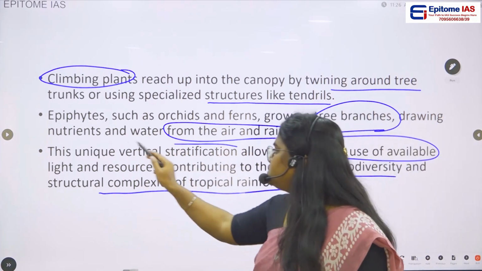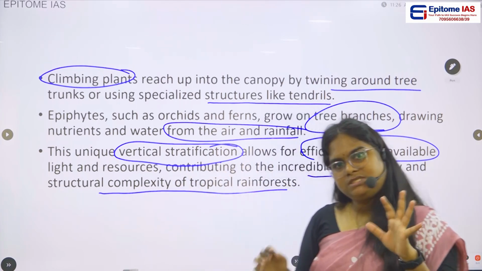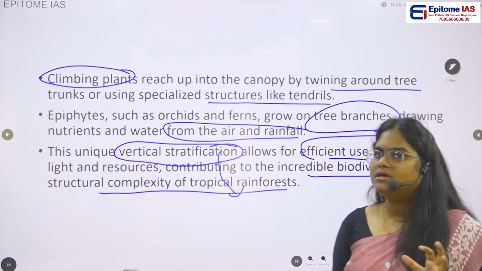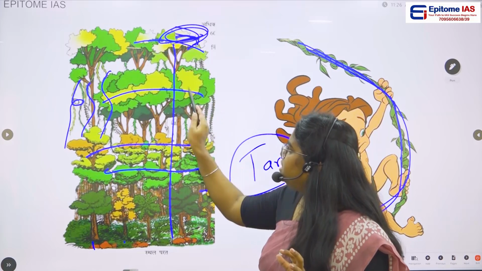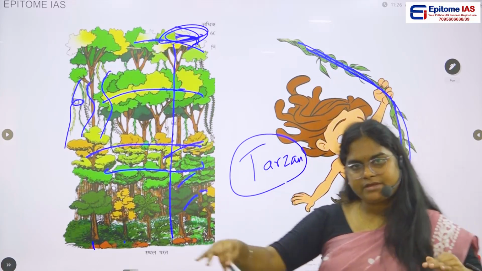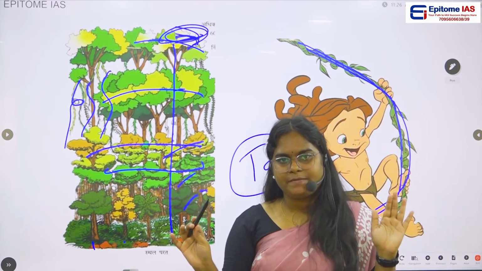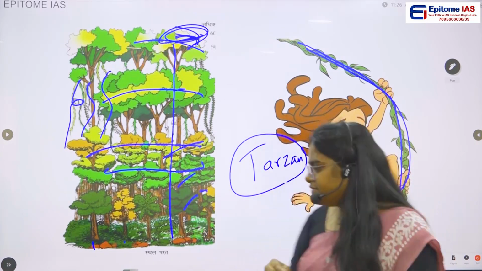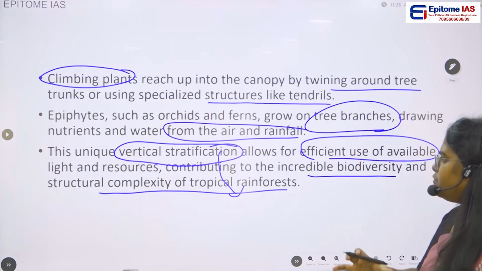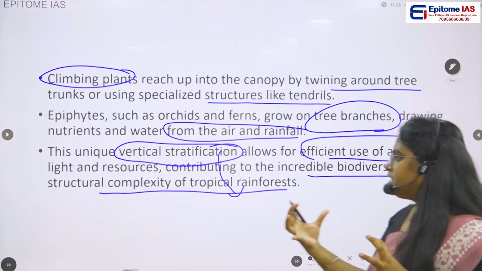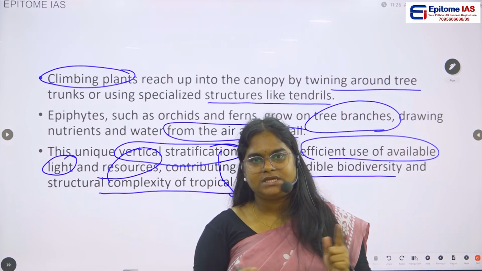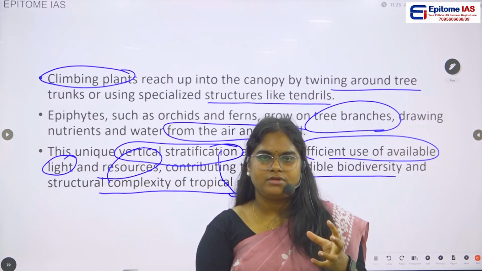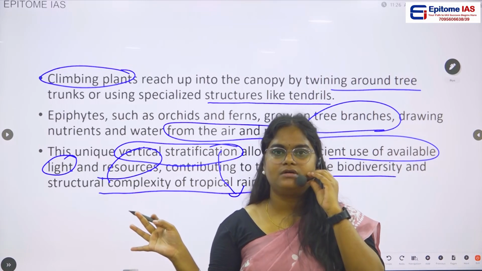So whenever they talk about this vertical stratification, it is directly related to the tropical rainforest. See here, in this vertical stratification, each layer has different types of trees and plants. Because of this, each type of plant or tree efficiently uses the resources, and because of this there is a very diverse nature of diversity present in this type of rainforest. Okay, so with that we have completed today's class.